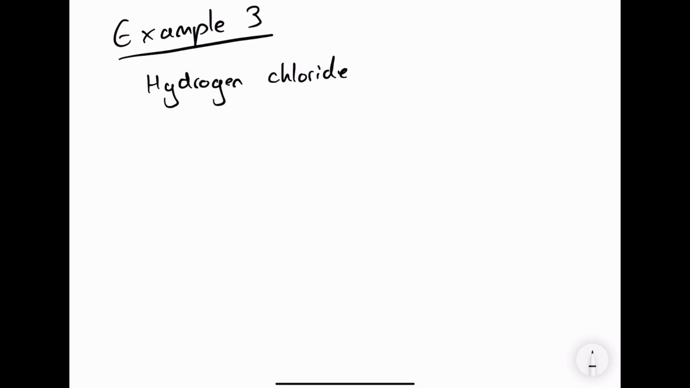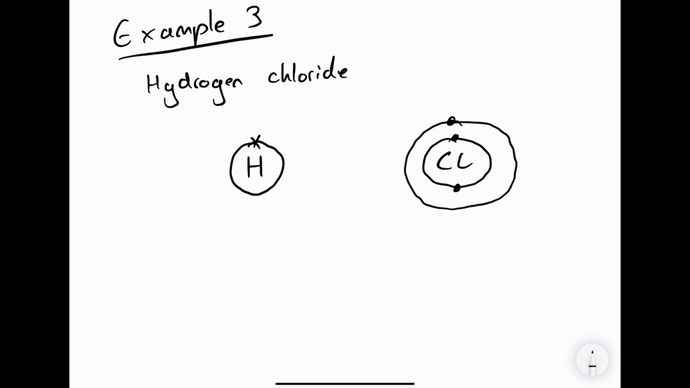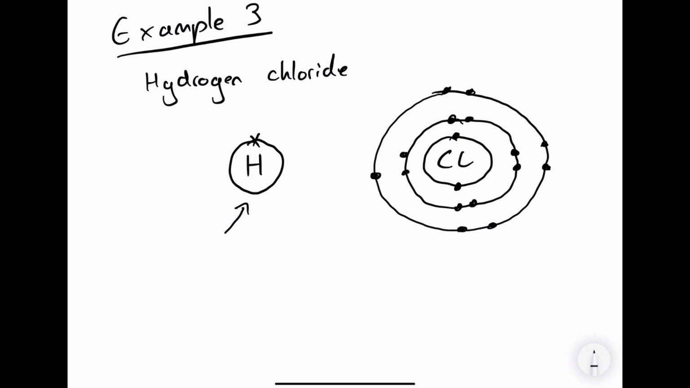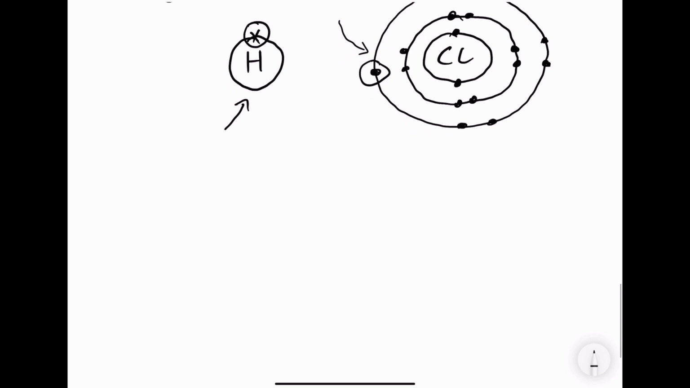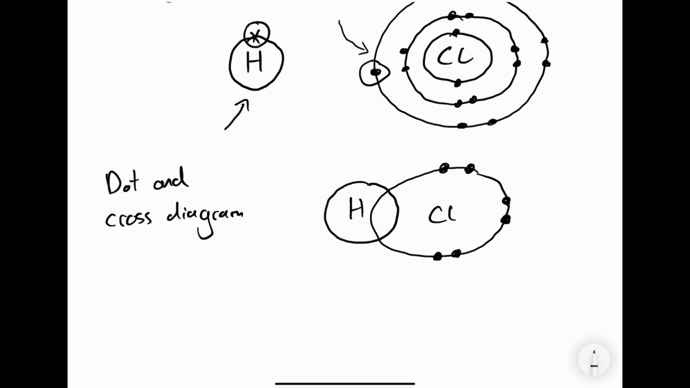The next example we're going to look at is hydrogen chloride. I'm going to draw the electron configurations of hydrogen and chlorine now. Hydrogen needs to gain 1 electron to have a full outer shell, and chlorine also needs to gain 1 electron to have a full outer shell. So they can share these electrons to form 1 covalent bond. So the dot and cross diagram will look something like this. And it's important to note here that I've only drawn the outer shell for the chlorine atom.